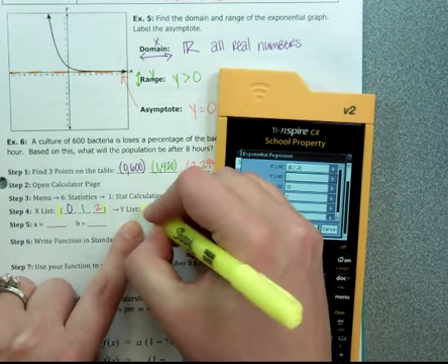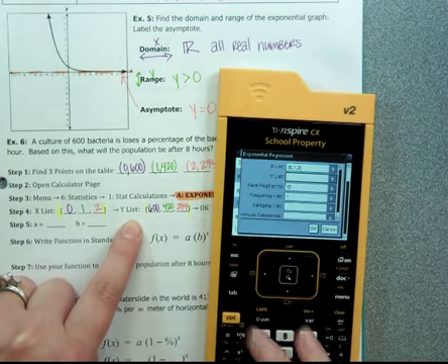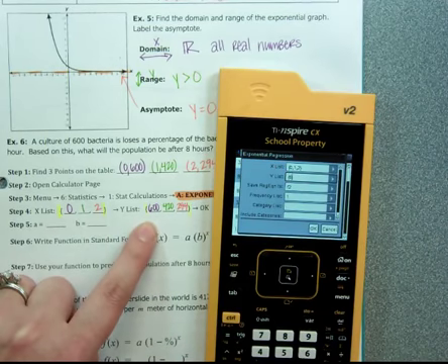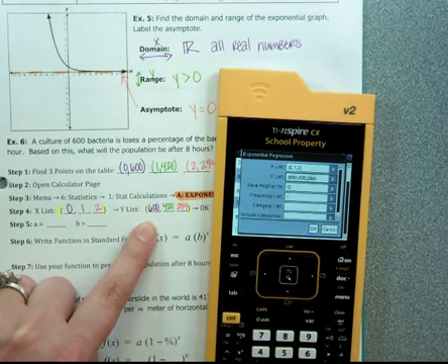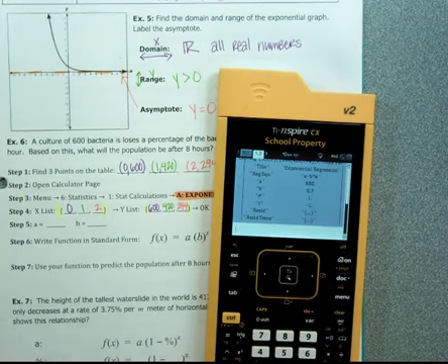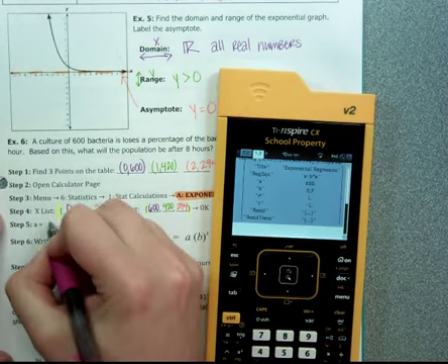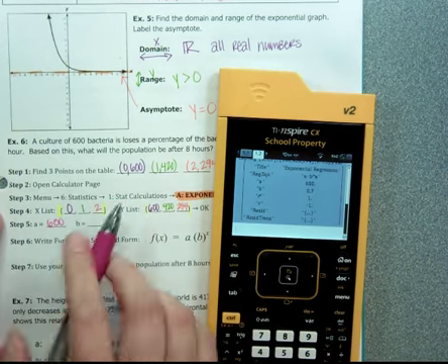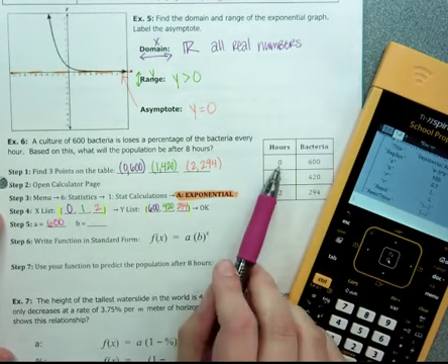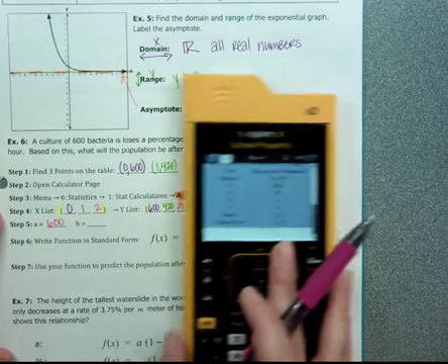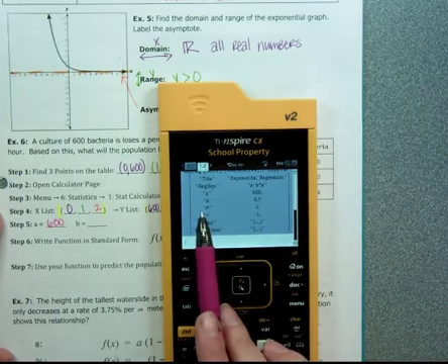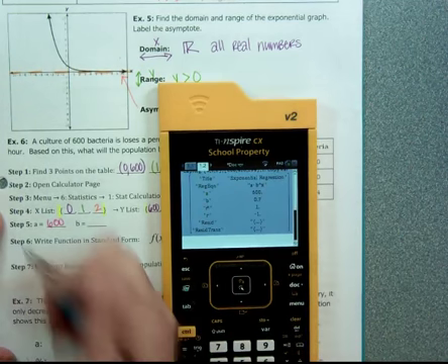And for our y list, same thing. Put in those squiggly braces first. 600, comma, 420, comma, 294. Hit enter a couple times, and we get that. So this tells me that my A value, or my starting amount, is 600. Well, yeah, that makes sense. At time 0, there was 600. And it tells me that my B value is 0.7.